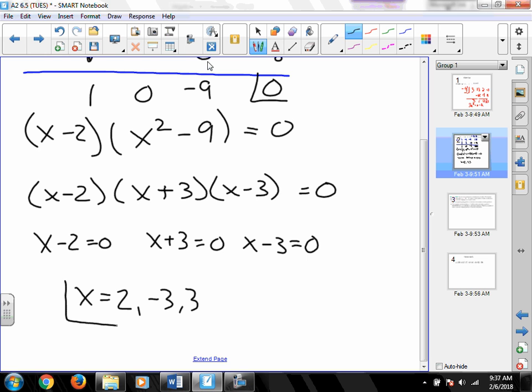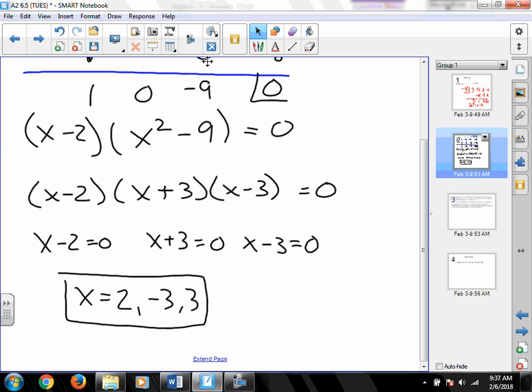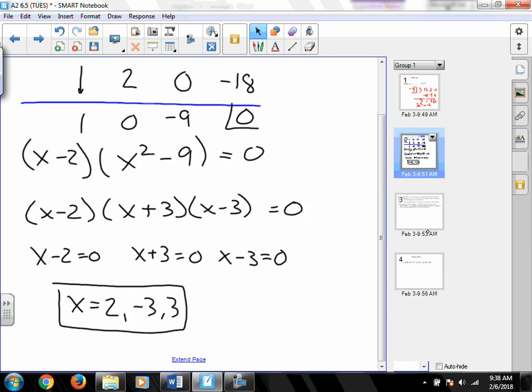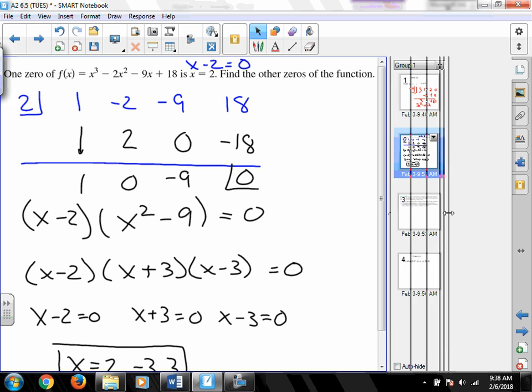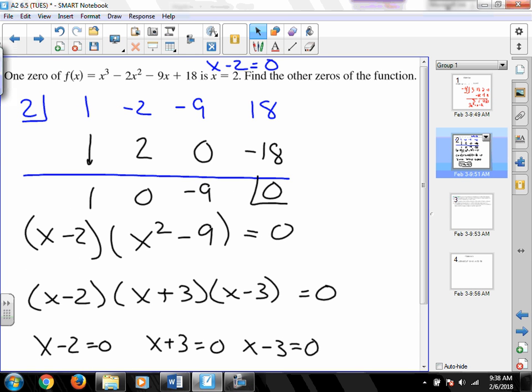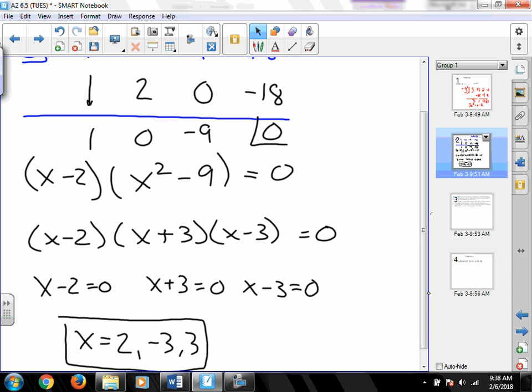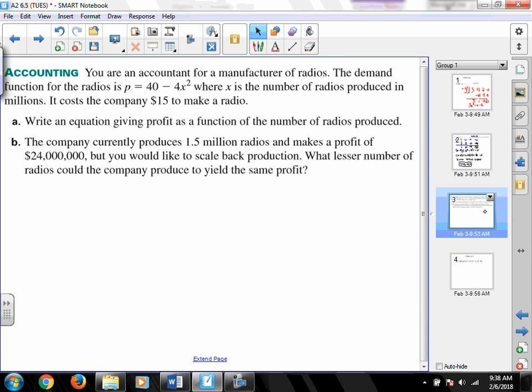So you're right. It's not a lot different. Yep. So because finding a zero is finding where the function is equal to 0. Oh, now we got 4 problems.